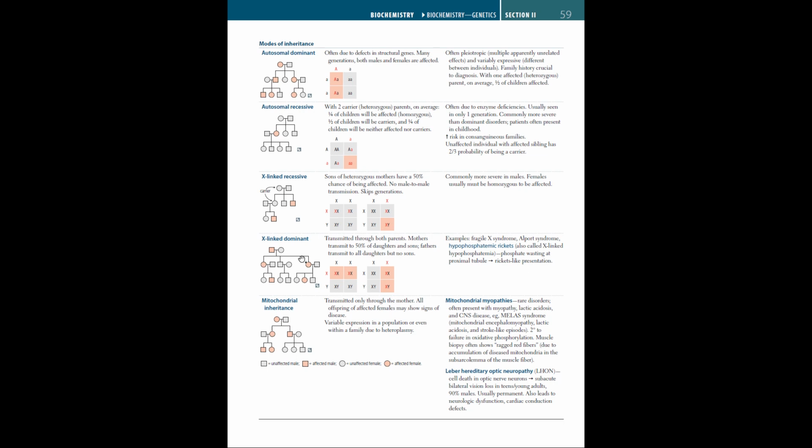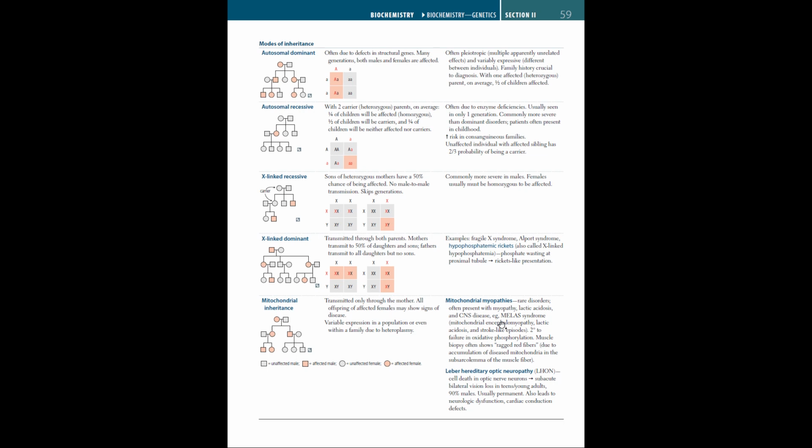Lastly is mitochondrial inheritance, transmitted only through the mother. All offspring of affected females may show signs of the disease, and there's variable expression in a population or even within a family due to heteroplasmy. Examples for this are mitochondrial myopathies, which are very rare disorders, often presenting with myopathy, lactic acidosis, and CNS disease.